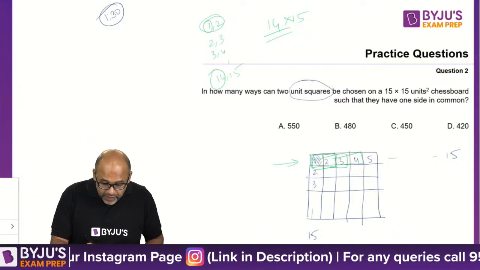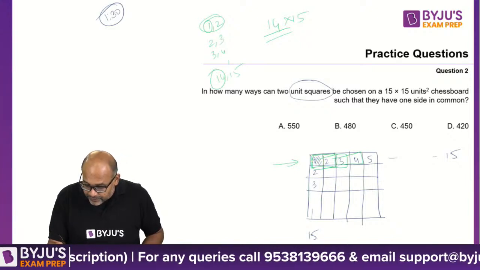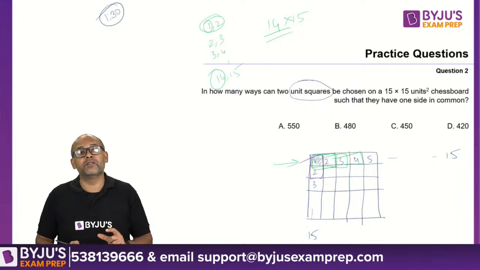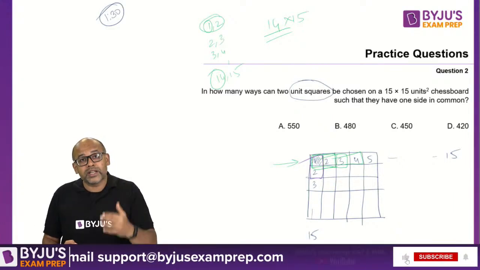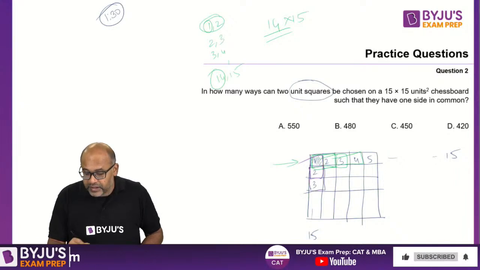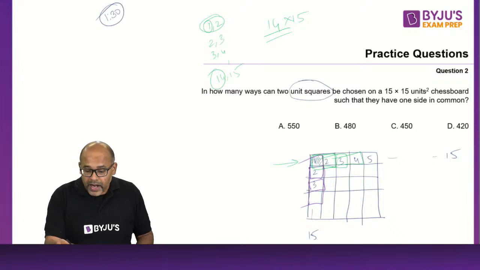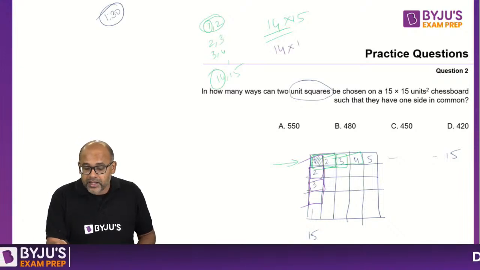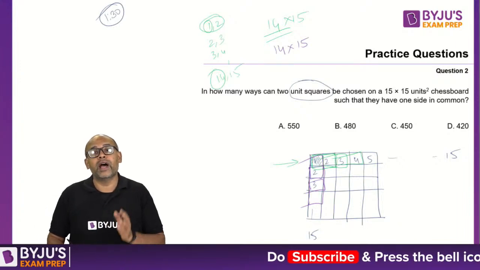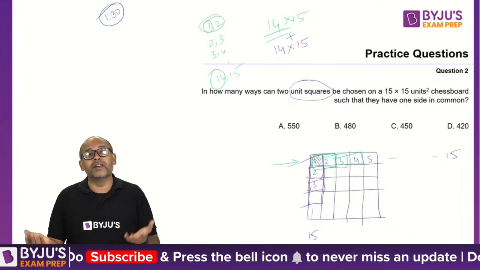But that is not it. I can also look at vertical. So if you're looking at vertical, look at this. I can combine this and say this is one piece for me because for 1 and 2 vertically there is a common side. Similarly, I can look at 2 and 3, 3 and 4 and so on. So vertically also I will have 14 in every column, and there are 15 columns like this. So I can take horizontally or vertically.